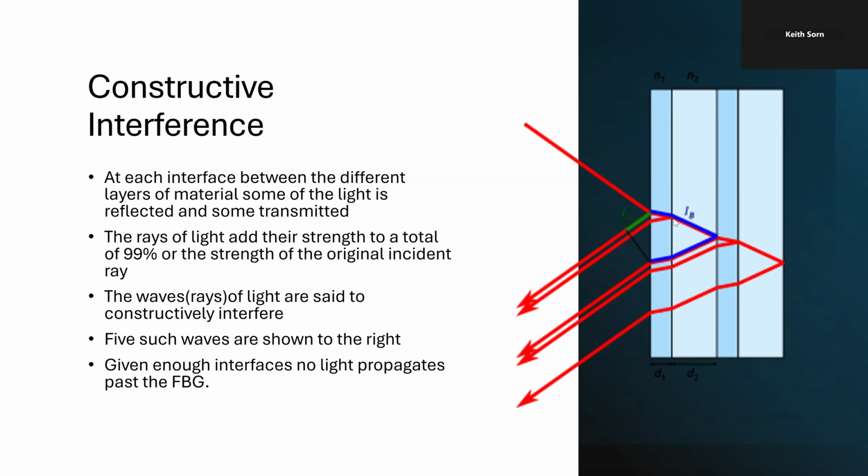And if we have enough of these interfaces between the high and the low, enough layers, we can actually reflect 99% of the original incident wave back out in the direction that it came. Another important point is given enough of these interfaces, no light of that given color gets through the fiber Bragg grating. So it basically drops that color from the distribution of colors.